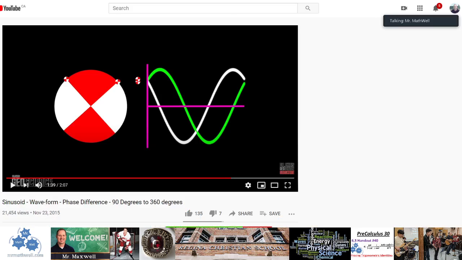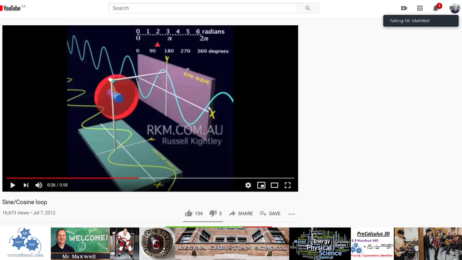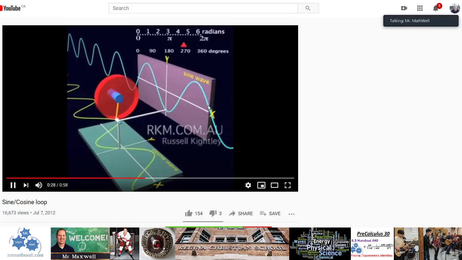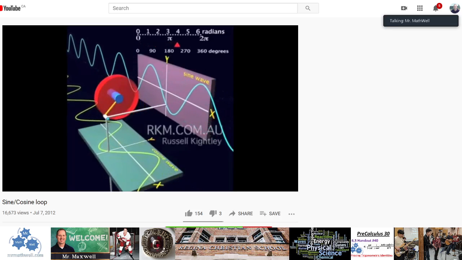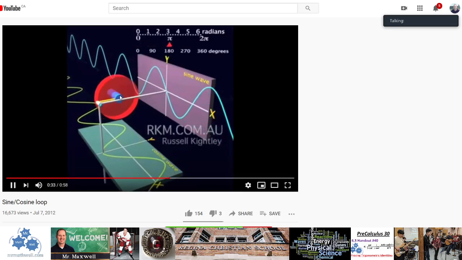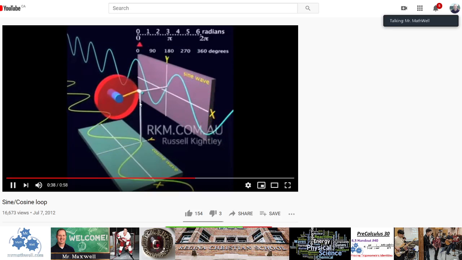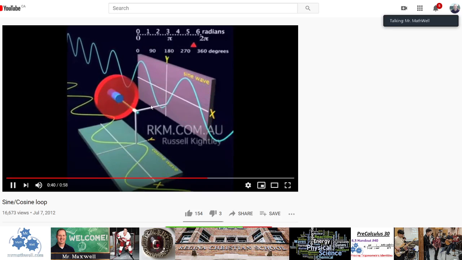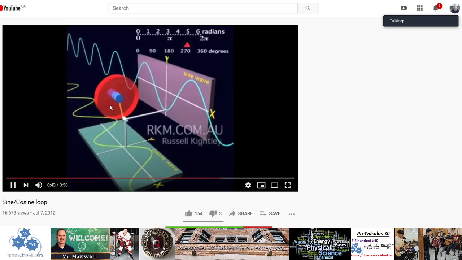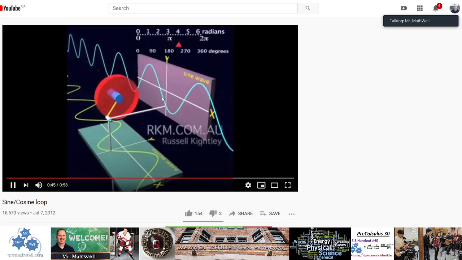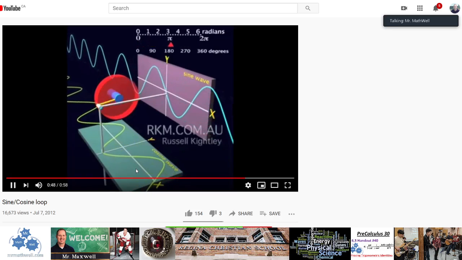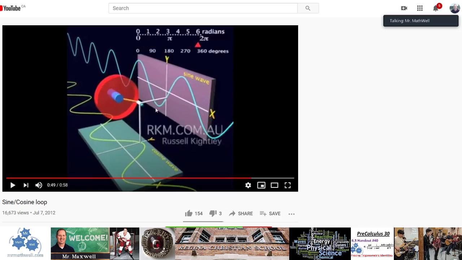I think there's one more. Oh yeah, this one. Now this one's a little bit confusing, but this is mapping the sine and the cosine at the same time. You see the line connecting the mapping of the sine over here and the line connecting the mapping of the cosine, they're 90 degrees apart. They're forming a 90-degree angle. And as this rotates, one gets mapped on this plane and the other on this plane. They're 90 degrees apart, and when one is 0, the other one is 1, or the other one is -1.